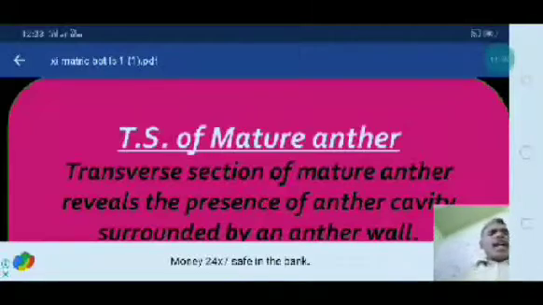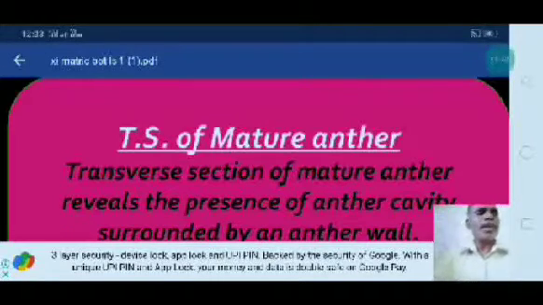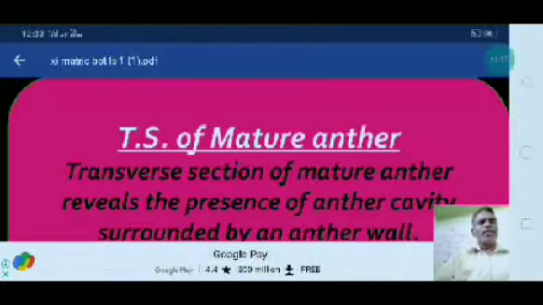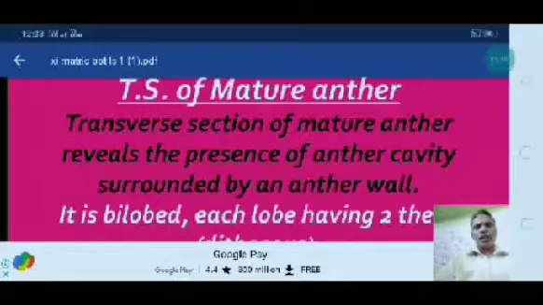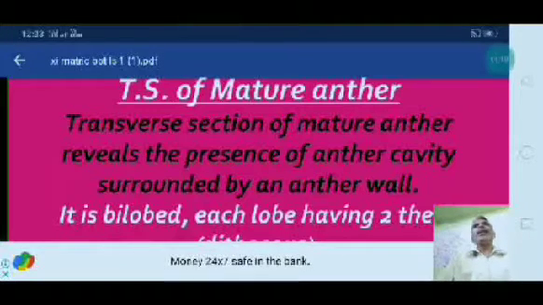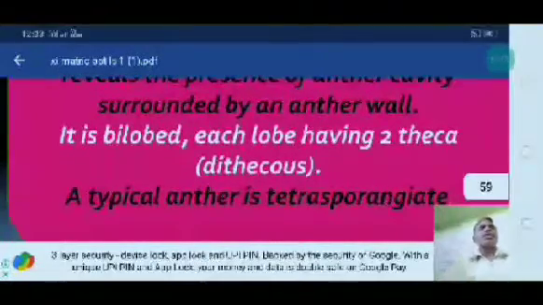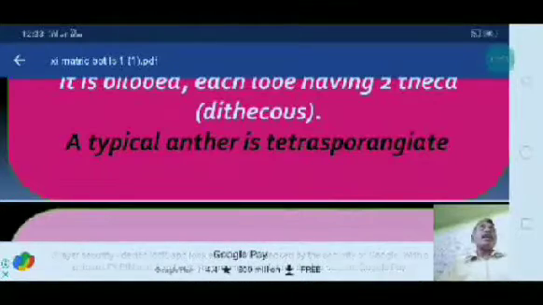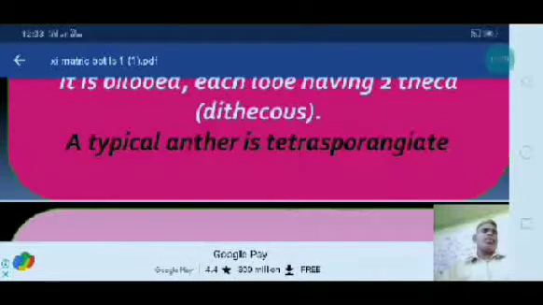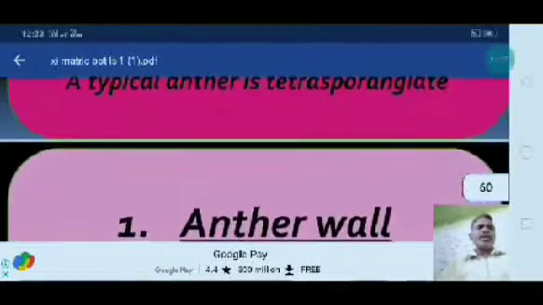Now the TS of a mature anther. A transverse section of a mature anther reveals the presence of an anther cavity surrounded by an anther wall. It is mostly bilobed and dithecous in nature, each lobe having two thecae. A typical anther is tetrasporangiate. Tetra means four; the tetrasporangiate condition is present.